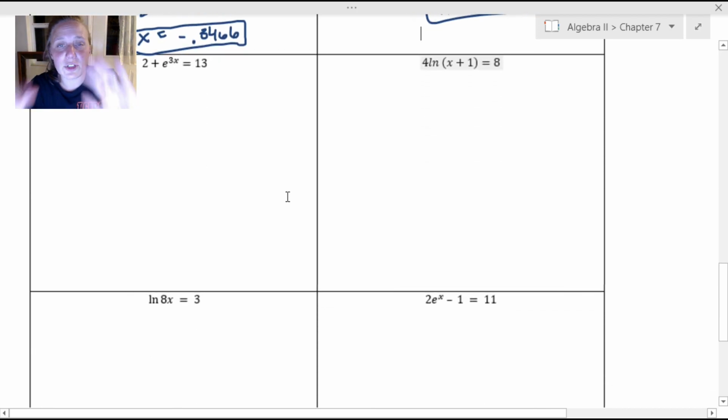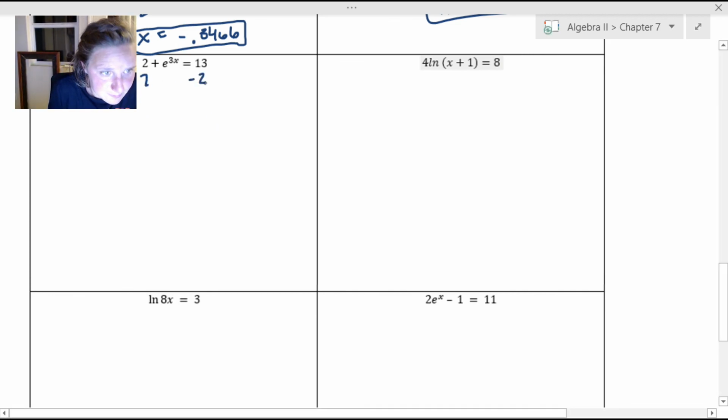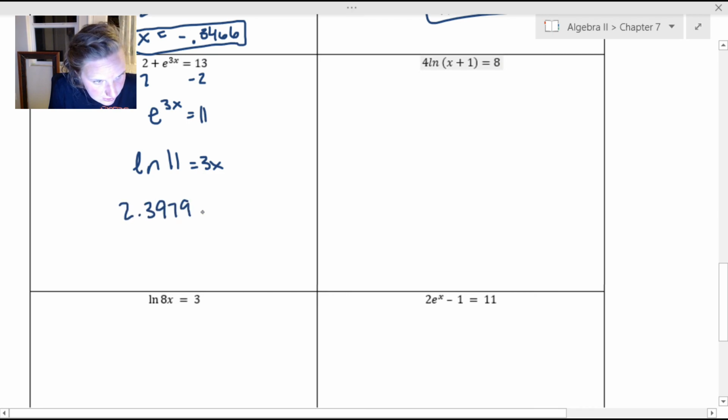Pausing. You're pausing them. You're trying them on your own. Then you're seeing if you're getting the right answer. That's the way we do this. All right, we subtract 2 on both sides. We get e to the power of 3x is equal to 11. Rewrite it. Natural log of 11 is equal to 3x. Natural log of 11 is something that I can figure out. It is 2.3979 is equal to 3x. And then we divide by 3. And we get x is equal to 0.7993.